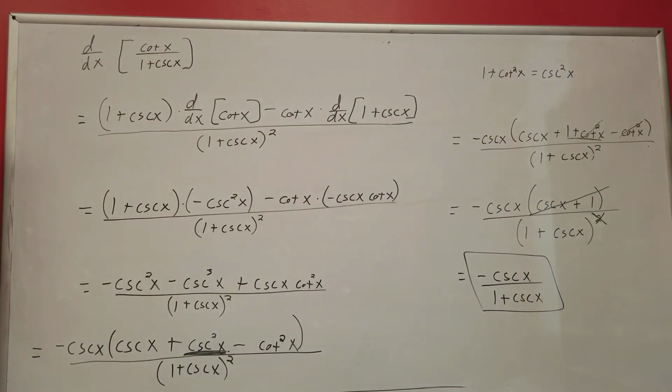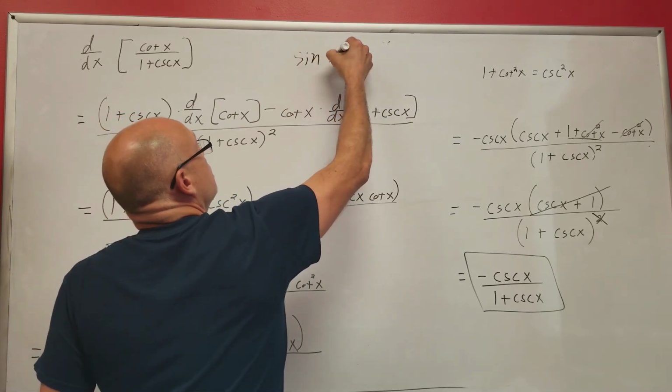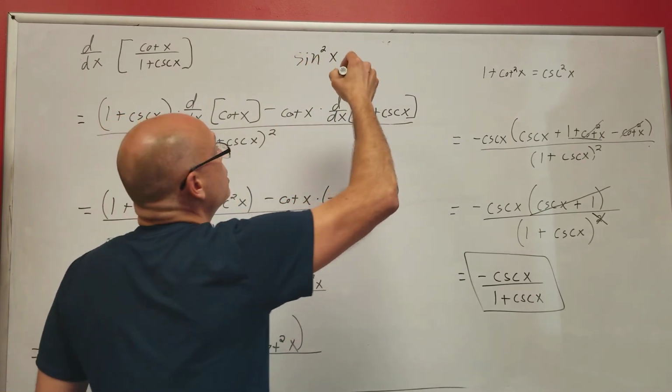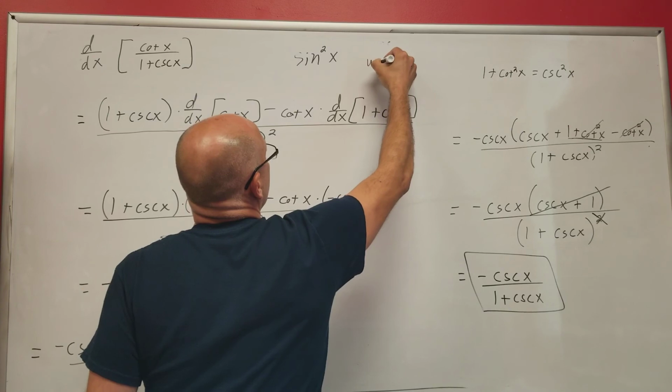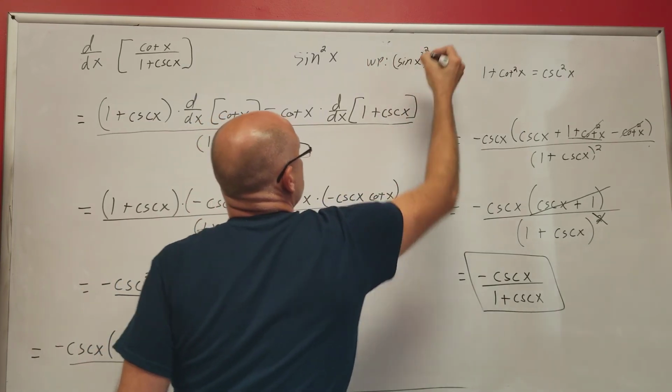One more thing on Wiley. If you ever enter in something like sine squared, you have to enter it this way in WileyPLUS. You have to write that as a sine of x quantity squared, like that.